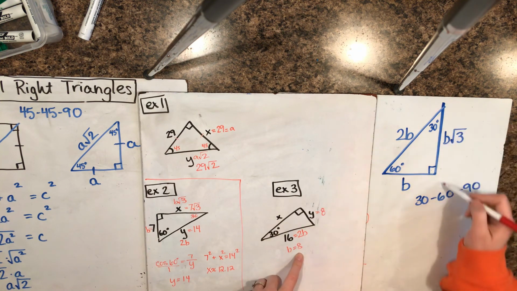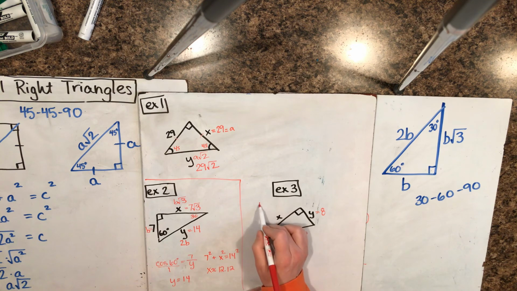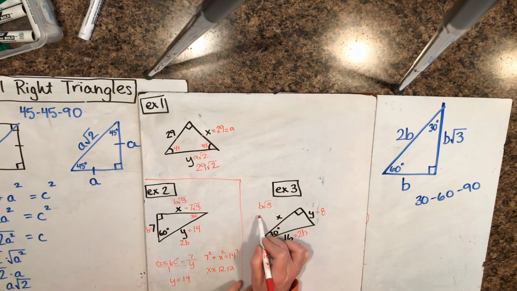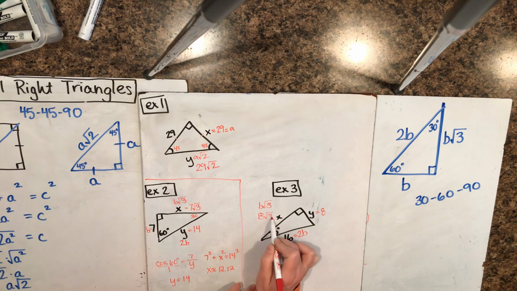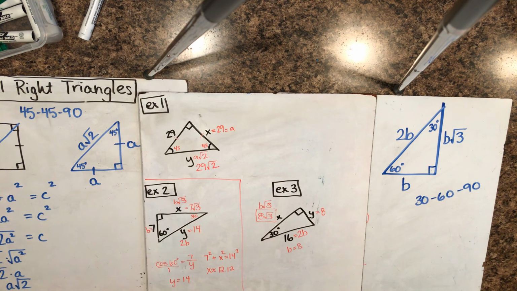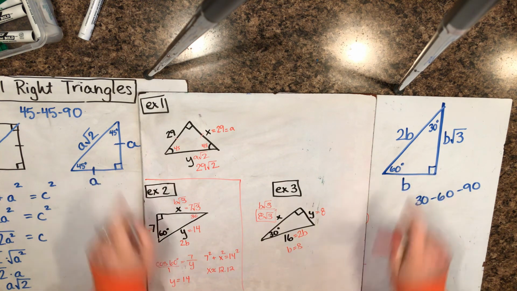What's the long leg? It is b times the square root of 3. And now that we know that b is 8, x is 8 times the square root of 3. So these two special right triangles can help as shortcuts with certain right triangles.